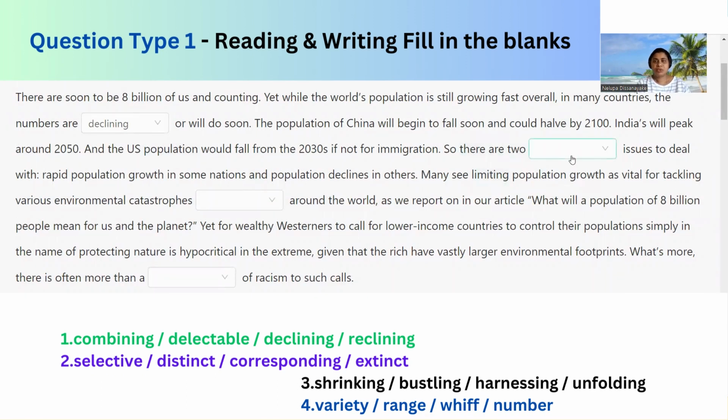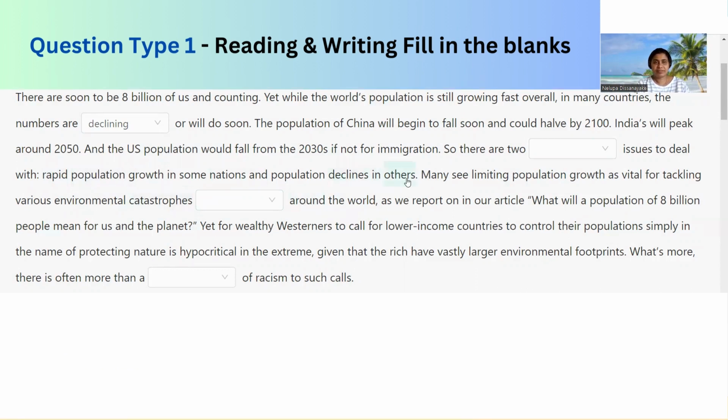So there are two blank issues to deal with. Now we have two issues to deal with. So now we can see this sentence is kind of complete. There are two issues to deal with. Now for this problem, for this concern, we have two issues to consider. So the first one is, now you have a colon here. Now there is an 'and' here. So now there are two things here: rapid population growth in some nations, and population declines in others. So now there are two issues basically we have to deal with.